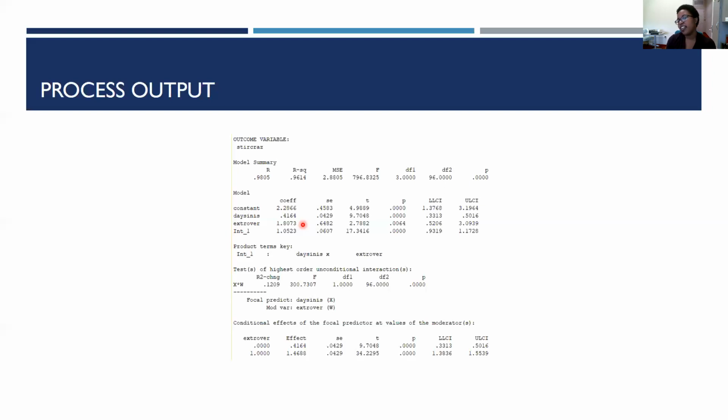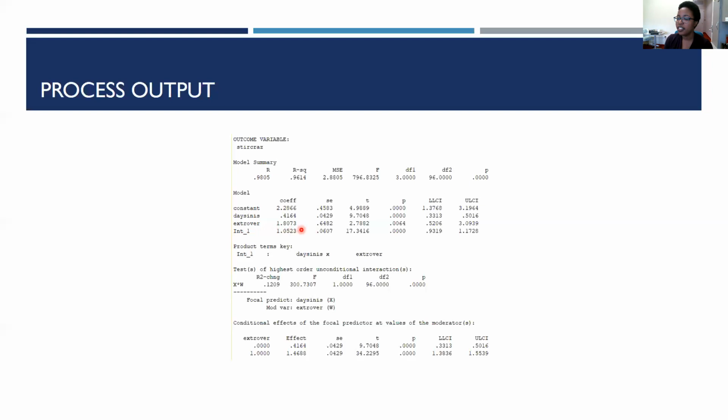So, our extroverts kind of start out a little higher on stir craziness, but we didn't really care about how they started out. We're interested in whether over that time of being in isolation, that stir craziness increases more rapidly for our extroverts than for our introverts. And that's where our interaction term helps us out. So here we go. This is our interaction term.